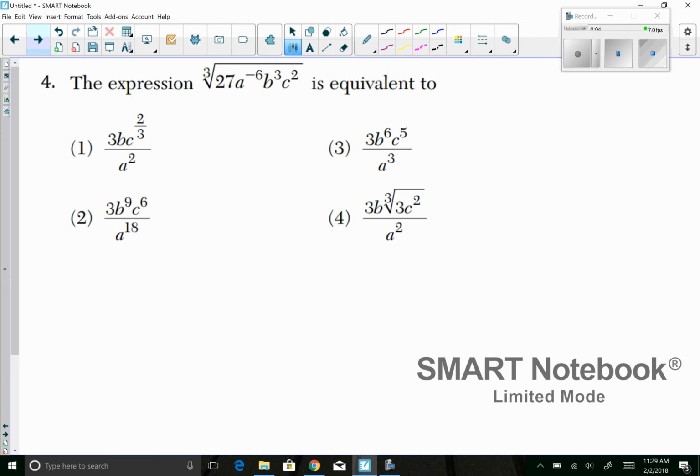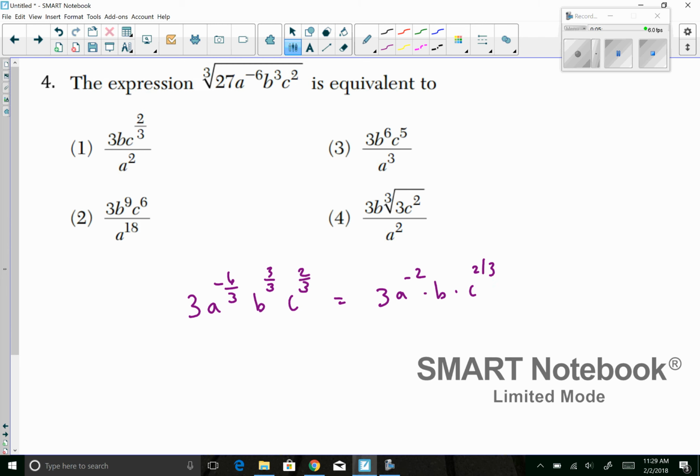For number 4, it gives us a radical and it asks us which of the following is equivalent. Because it's a radical, we now have to use this exponent over root rule backwards. So I can make the cube root of 27, that's just 3. A to the negative 6 power, well, that's going to be divided by 3 because of the exponent and the root. B is going to be 3 over 3, and C is going to be 2 over 3. Now, if I simplify, I get 3a to the negative 2, b, and c to the 2/3.